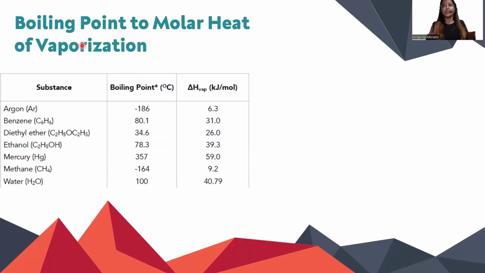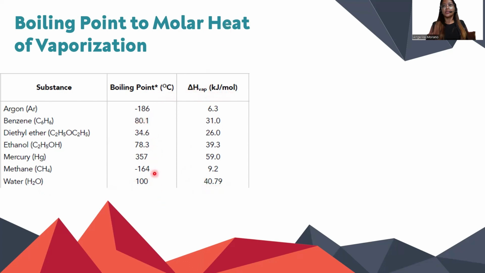So boiling point, the molar heat of vaporization. So we have here the value of the different boiling points in Celsius of the different substances in comparison to its molar heat of vaporization. So unsa yung nabantayan sa substances with their boiling point and molar heat of vaporization? For example, sa water, na siya 100 degrees na boiling point, then ang iyahang molar heat of vaporization is 40.79 kilojoule per mole.